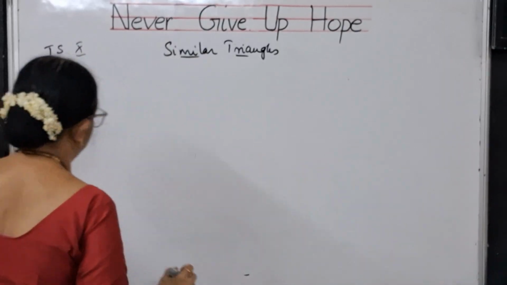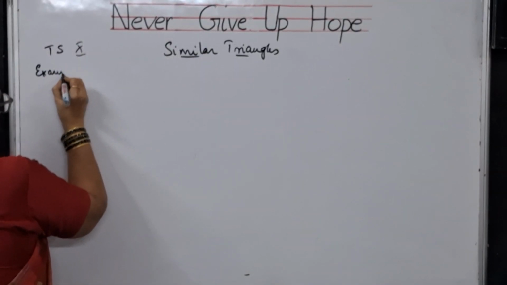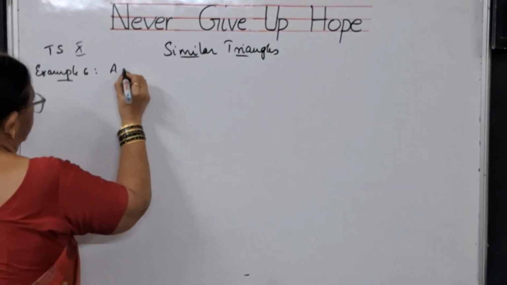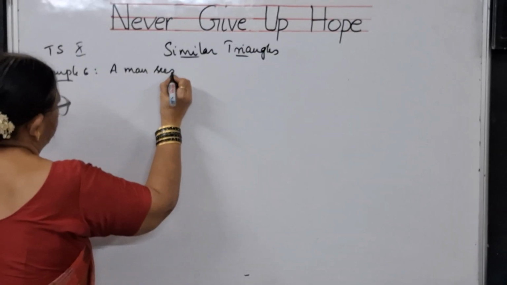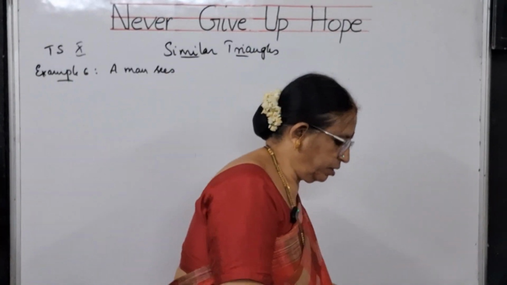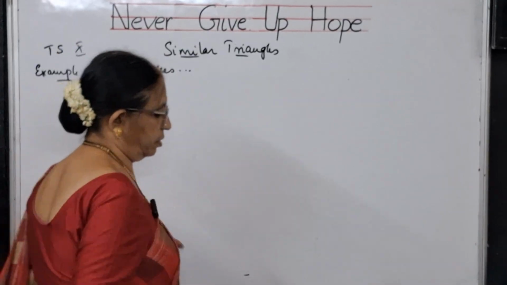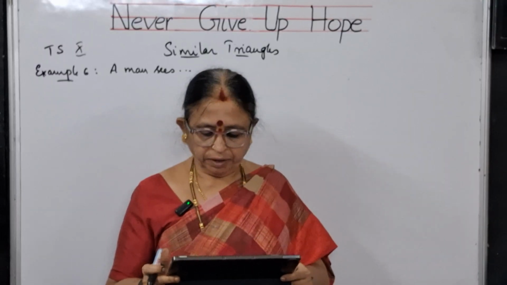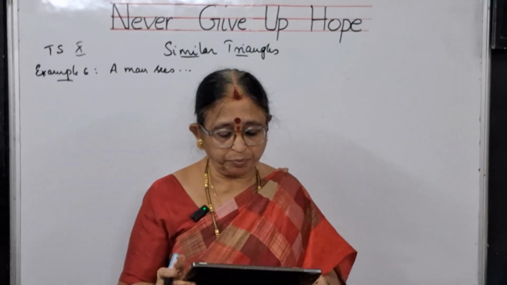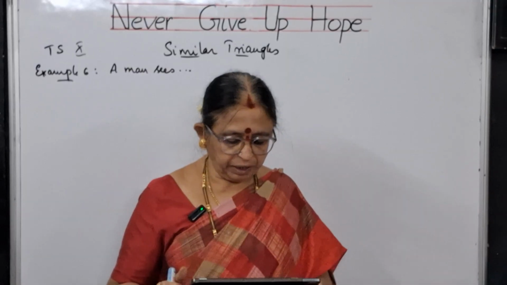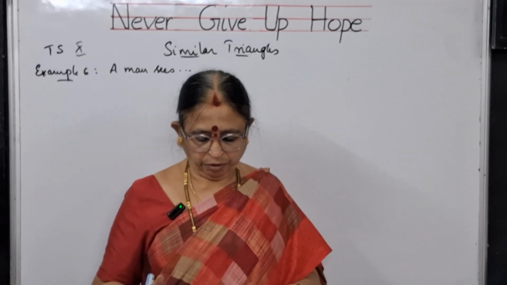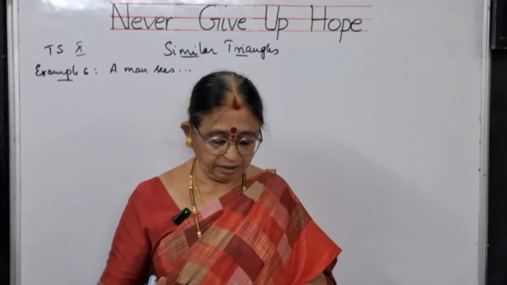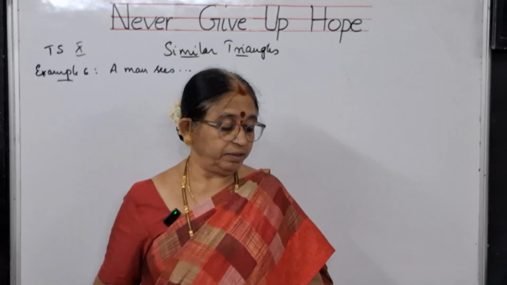Now, example 6. Let me read it. It's a lengthy sum, so I'll just read it. A man sees the top of a tower in a mirror which is at a distance of 87.6 meters from the tower. The mirror is on the ground facing upwards. The man is 0.4 meters away from the mirror and his height is 1.4 meters. How tall is the tower?